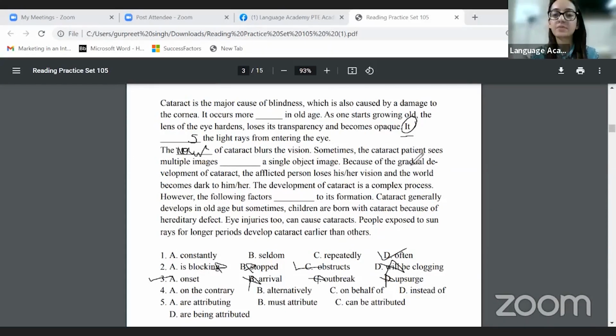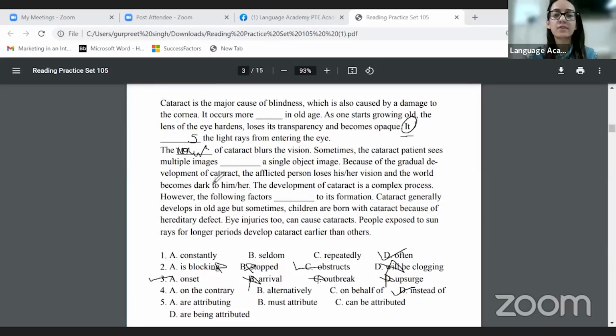Sometimes the cataract patient sees multiple images dash a single object image. "On the contrary" is a connector and we use it with a comma. "Alternatively" is the opposite of something. "On behalf of" is when one person represents the whole, let's say I, on behalf of Language Academy, take the class. So it should be "instead of": instead of seeing one image, the cataract patient sees multiple images. So, general understanding sentence.